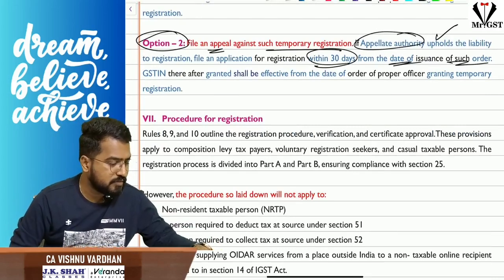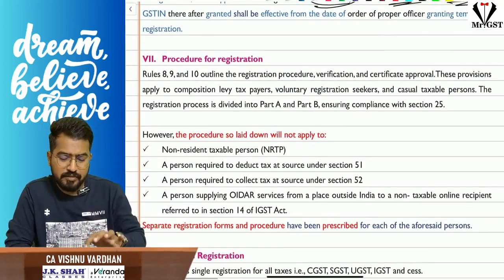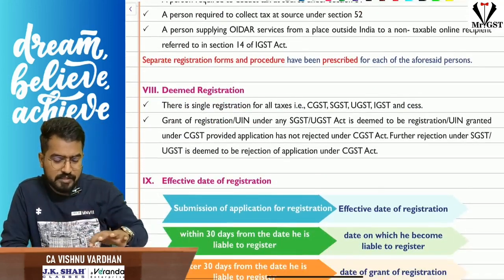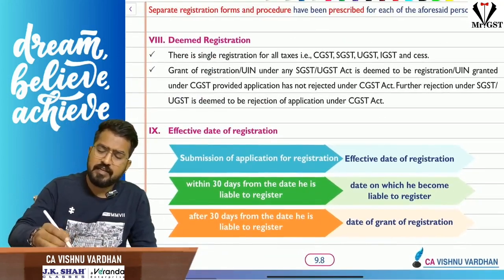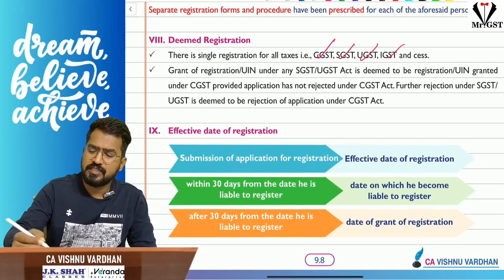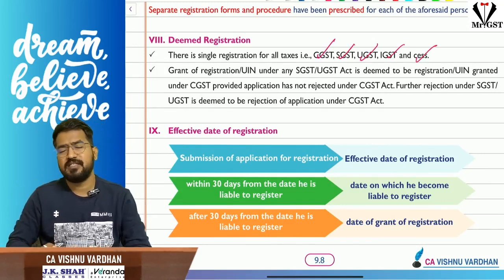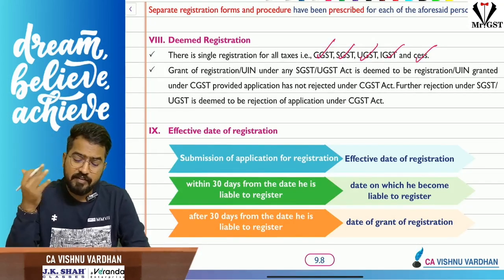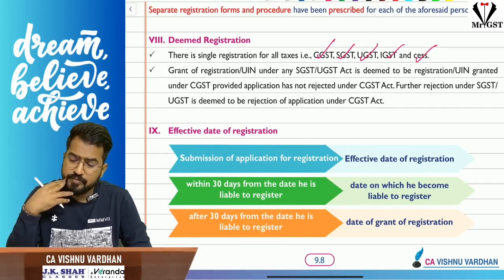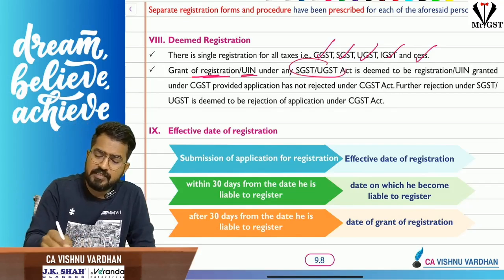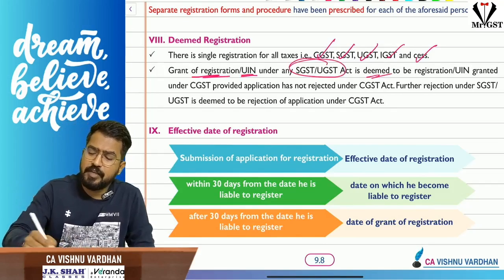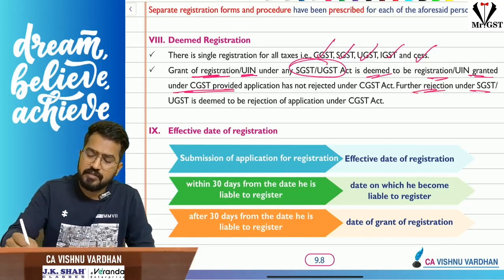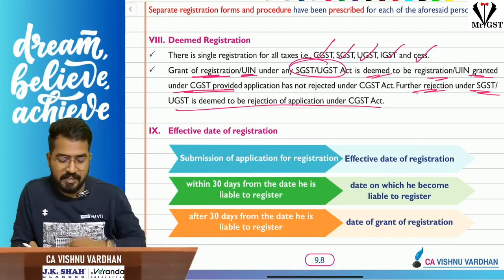Fine. Next, procedure for registration. The procedure for registration is given below and we will discuss that. Once you are registered, understand that for the purpose of paying CGST, SGST, UTGST or IGST, whatever it is, you need not take separate registrations. Once you are registered under one particular act, you are deemed to be registered under all other acts, so no need to take different registrations for different taxes. So grant of registration or UIN under the SGST Act or UTGST Act shall be deemed to be registration or UIN granted under the CGST Act also. Okay, if it is rejection, then also it is deemed to be rejected under the CGST Act, right?